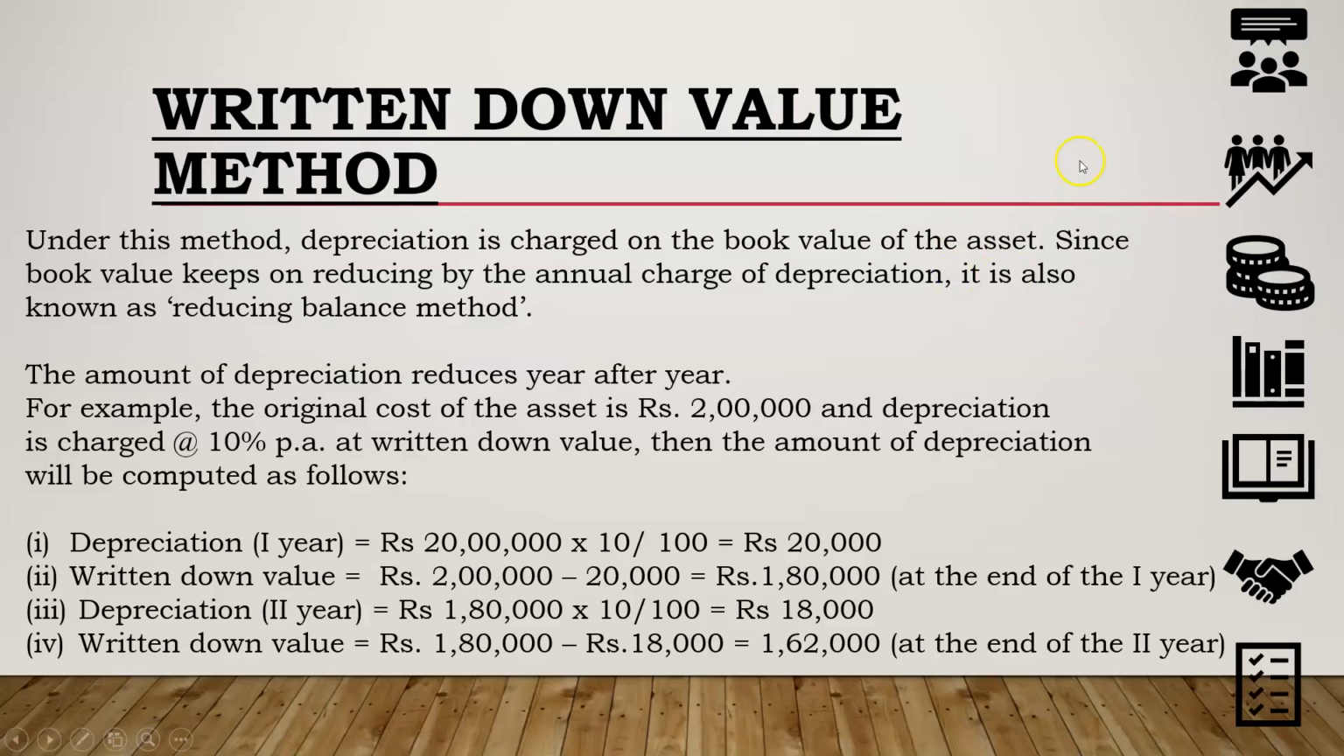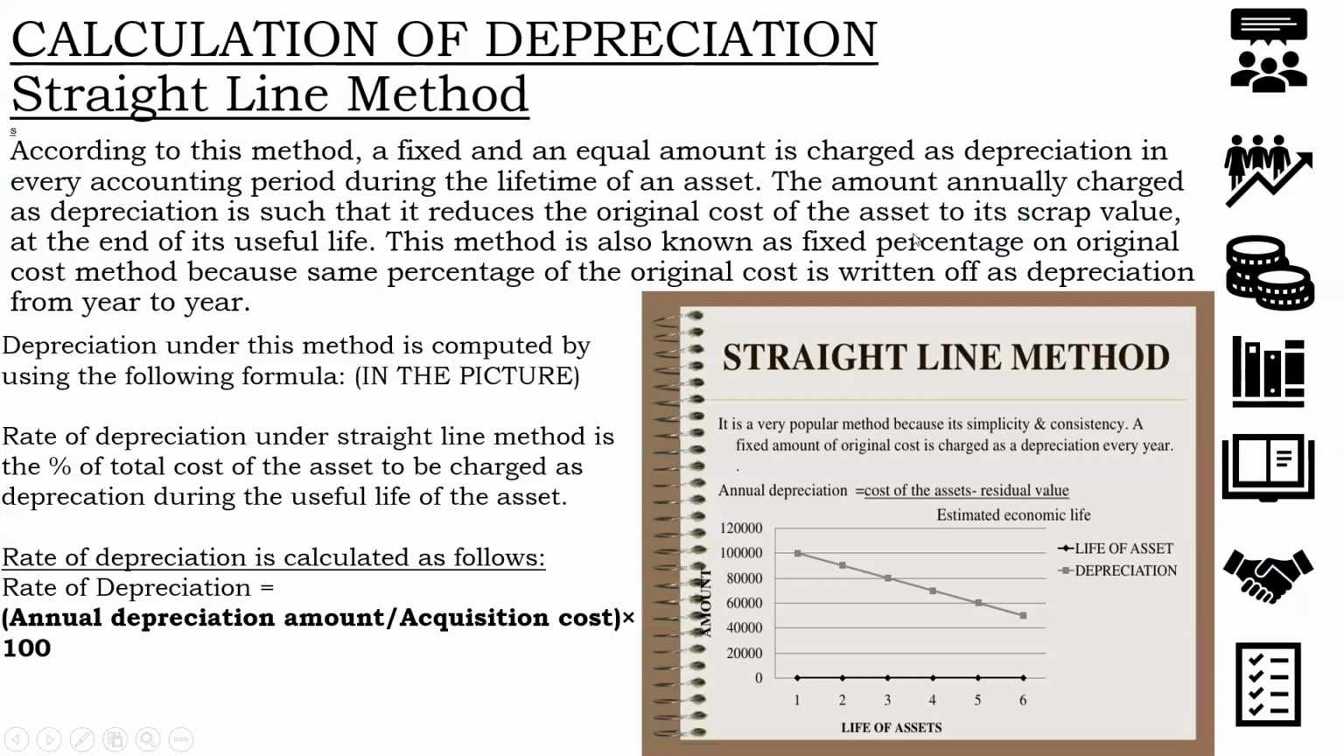Now the written down value method. Here under this method, depreciation is charged on the book value of the asset. Book value means the carrying amount of the asset. Since book value keeps on reducing by the annual charge of depreciation, it is also known as the reducing balance method. Let us first try to understand what book value of an asset means with this slide.